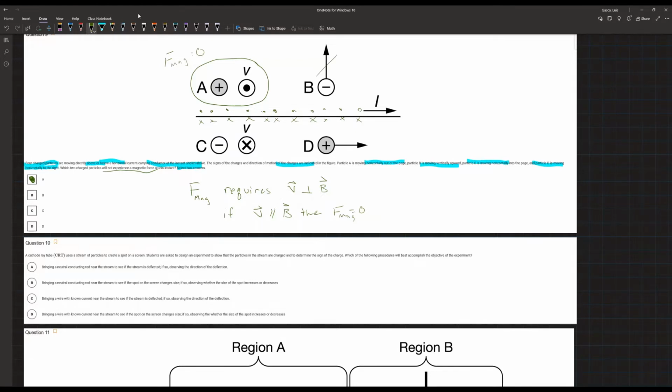C has a velocity that is into the page, and the magnetic field, specifically for this wire, sorry, is into the page. So this guy's also parallel to the field. So C will also not feel a magnetic force here.